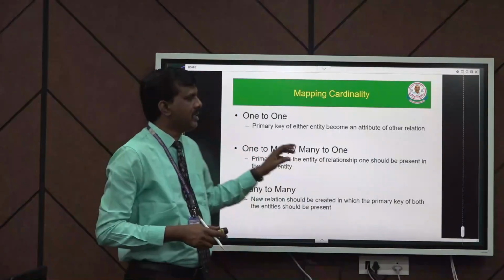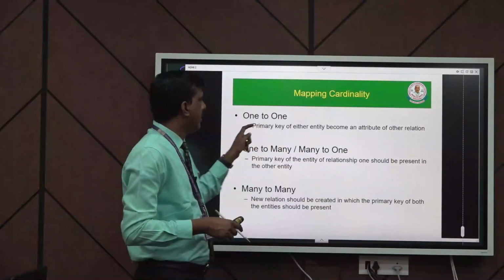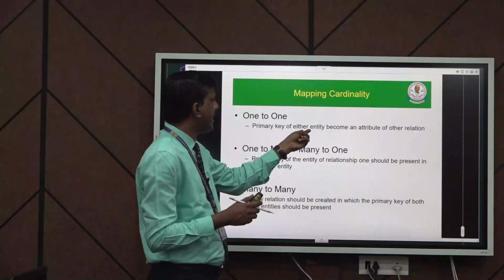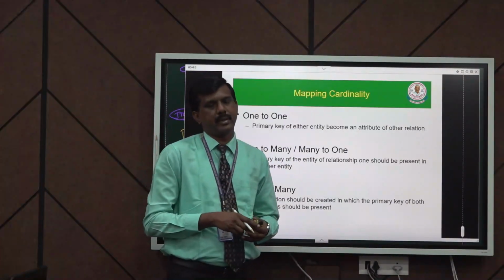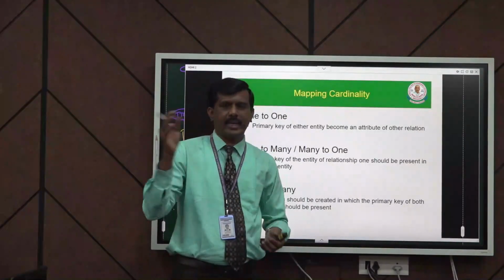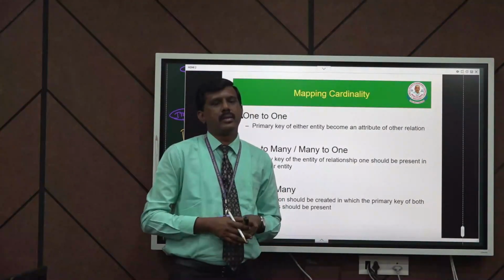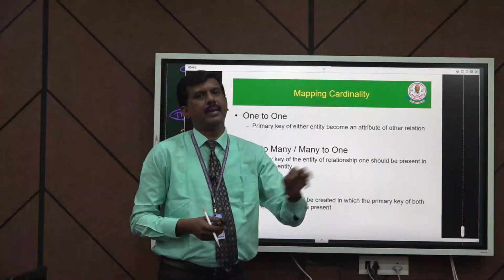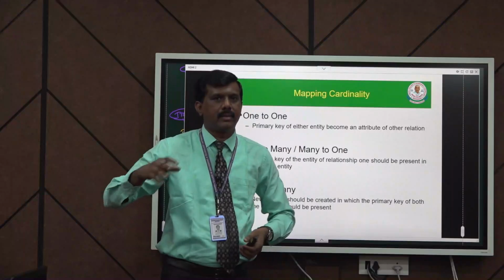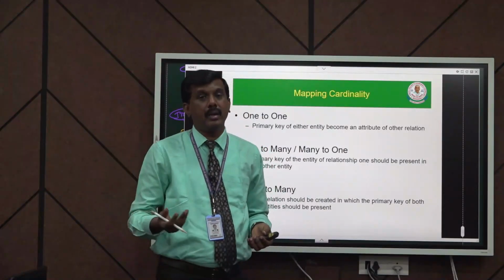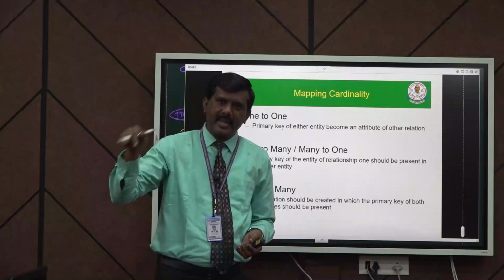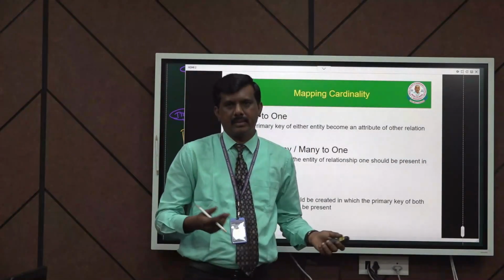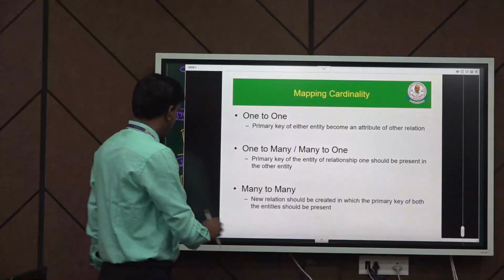So first, let us consider the one to one model. In a one to one mapping, the primary key of either entity becomes an attribute of the other relation. We have a left side entity and a right side entity in the relationship. So either we could add the key attribute of the left entity into the right side table, or we could take the key attribute of the right side table and add it into the left side table. Let us see an example here.